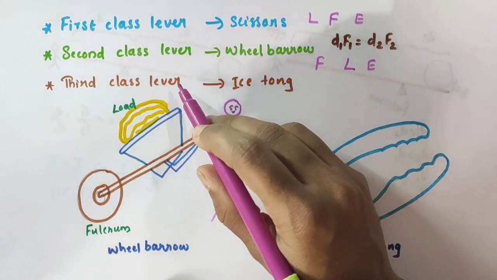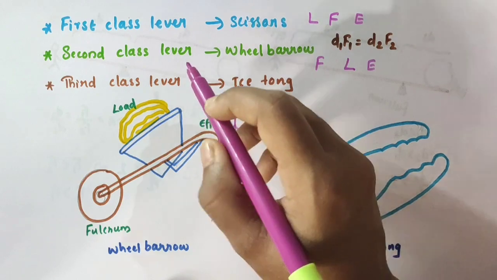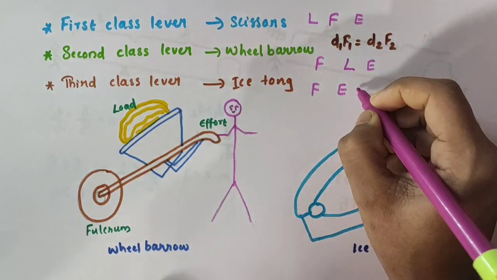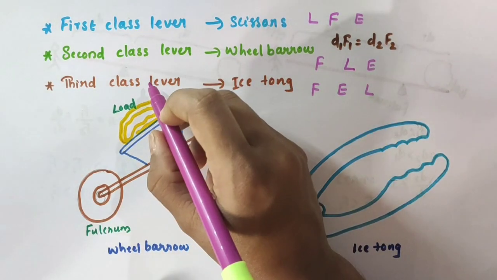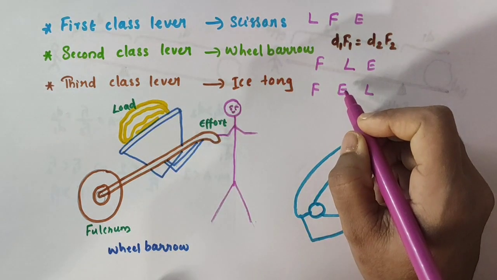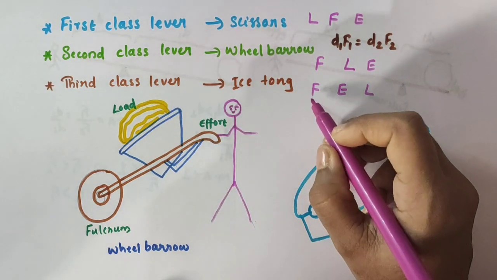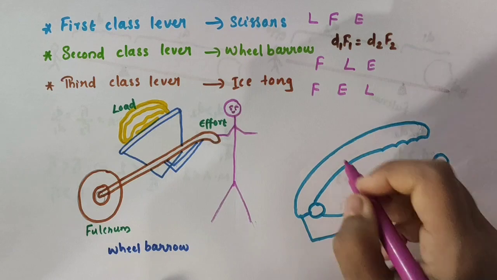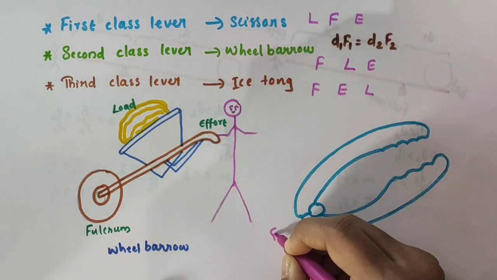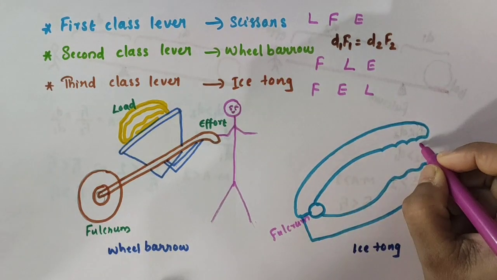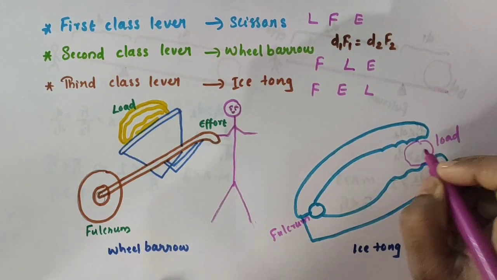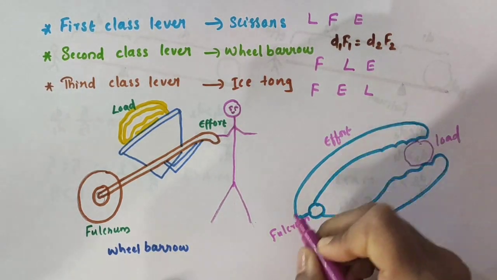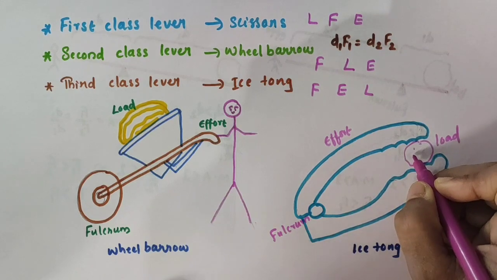Then in third class lever, what will be in between the other two? Effort will be in between the fulcrum and the load. In third class lever, or class 3 lever, effort is between the load and the fulcrum. An example for the class 3 lever is ice tongs. Excuse me for the bad drawing again. Its fulcrum is here. The load will be here. And we will apply a force here. So, effort is somewhere here. So, you see effort is in between fulcrum and the load.